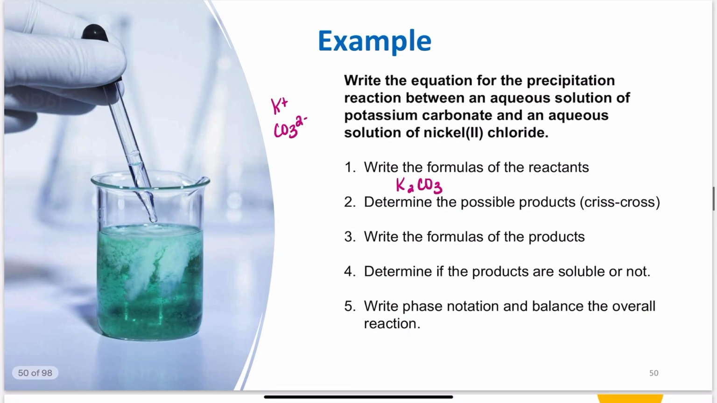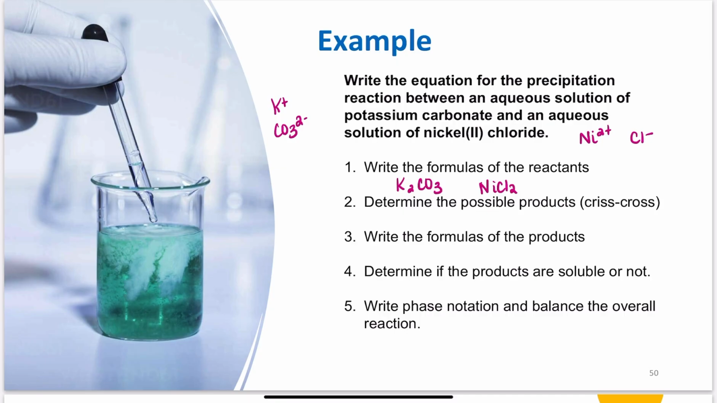I also have nickel 2 chloride. Nickel 2 tells me that the nickel has a +2 charge. Chloride is one of my halogens. It is group 17. Group 17 halogens always form anions. They gain 1 electron to form a -1 charge. So I need Ni and Cl2. I need 2 chlorides to balance out 1 nickel charge.